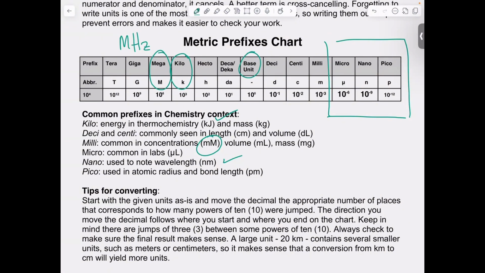Nano, again, wavelength. And wavelength has to do with the electromagnetic spectrum and the colors that we study, the colors of light, visible light. And pico, atomic radius and bond length. So that's like ultra, 10 to the -12. That's ultra tiny. Can't see that with the naked eye.